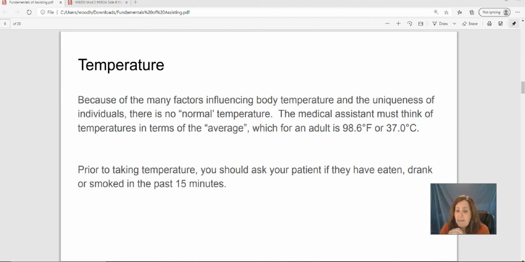So prior to taking temperature, you should ask your patient if they have eaten, drank, or smoked in the last 15 minutes. Because what do you think the environment of the mouth is if I just had hot coffee or I just had an ice cream shake? It's going to be an abnormal reading. Also, menthol cigarettes can affect heat. Smoking in general can affect heat inside the mouth. So if our patient has eaten, drank, smoked in the last 15 minutes, just wait 15 minutes before you take their temperature. Take their other vital signs and come back to temperature.